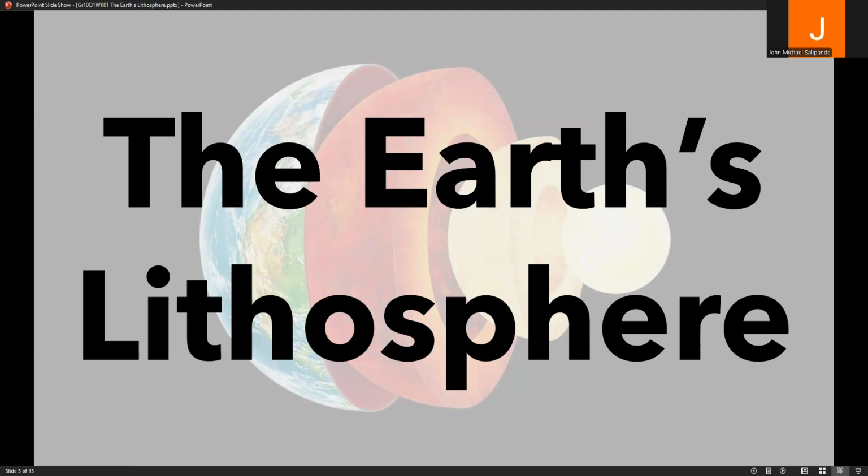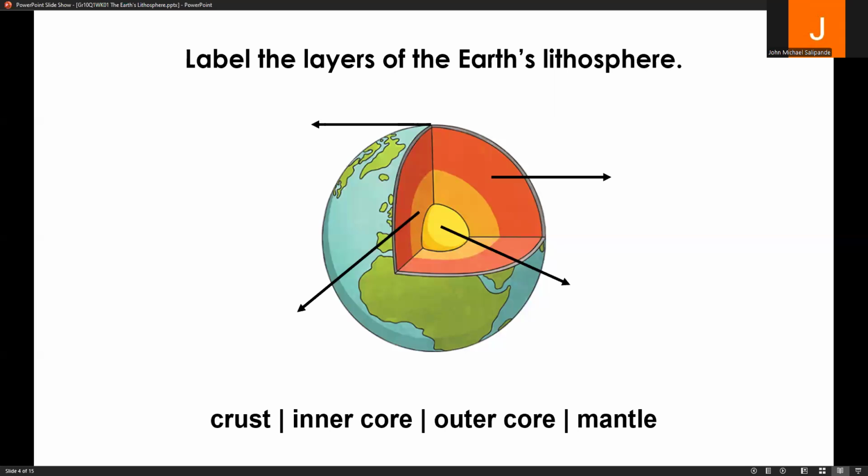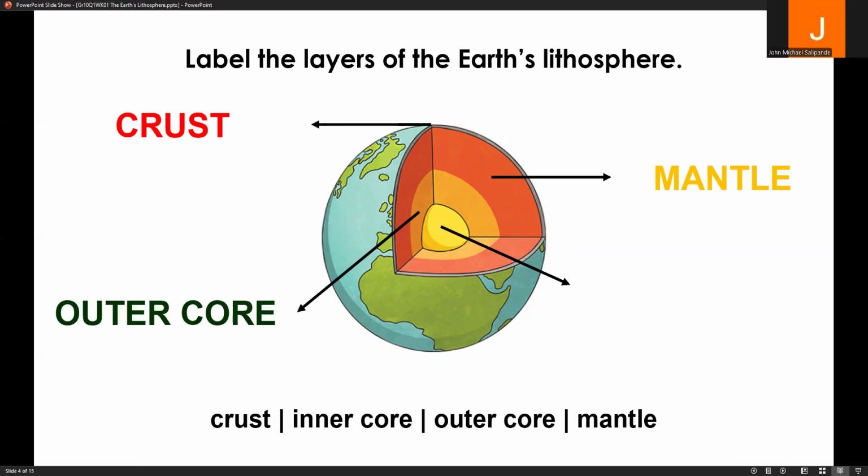Based on the background image, there are a total of 4 layers of the Earth's lithosphere. So let's discuss them one by one. Here is the cross-sectional image. So at the topmost, we have the crust. Below the crust, the one marked with orange is the mantle. And then below the mantle is the core. So the core is divided into 2 parts. The first one is the outer core. And the bottommost layer is the inner core.